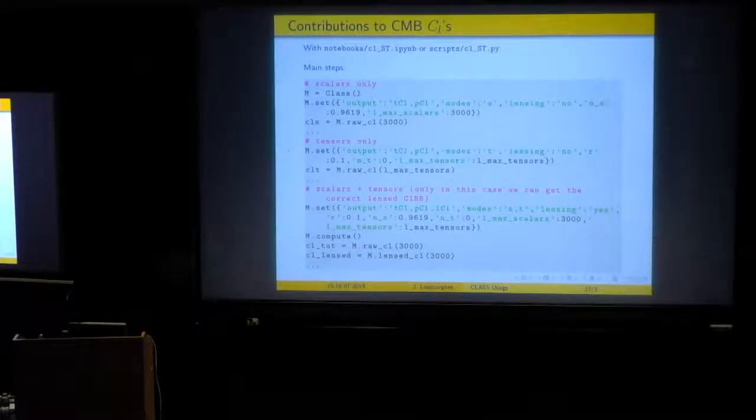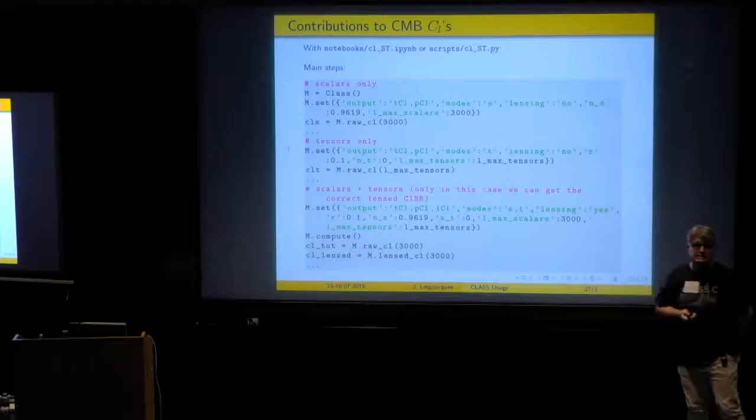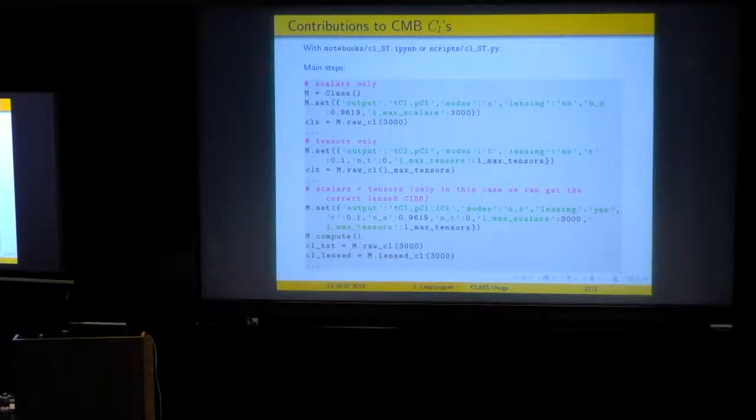So for scalars only, in my class M, I set parameters. I ask this time for the variable modes that you have never seen so far in the course. We set modes to S for scalar. We must pass also a value of the scalar tilt. We ask for a computation up to 3000. And in order to get the previous plot, I was interested in the unlensed CL of the scalar modes. And to get the unlensed CL, instead of CL lensed, you have to call raw CL. Raw CL means CL unlensed.